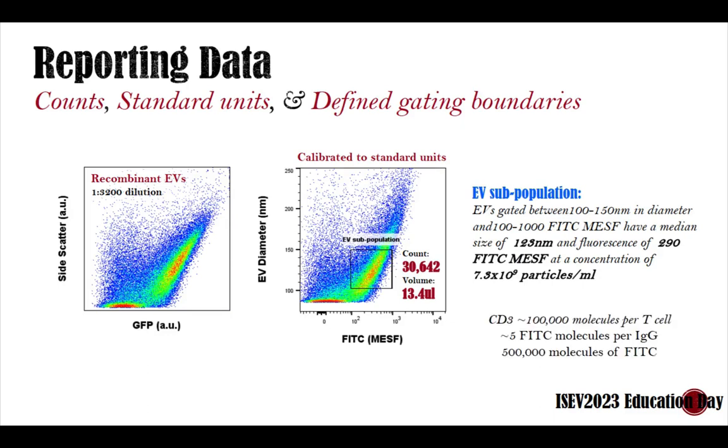Now, just to give you a little bit of context, when I showed you that slide before where I erroneously overlaid the T-cell population on top of the EVs, to make a point, CD3 is approximately 100,000 molecules per T-cell. Now, if you have about 5 FITC molecules per IgG that is labeling those CD3s, we're talking about something in the range of hundreds of thousands of molecules of FITC on that T-cell population. And that is definitely not what you have on these recombinant EVs.